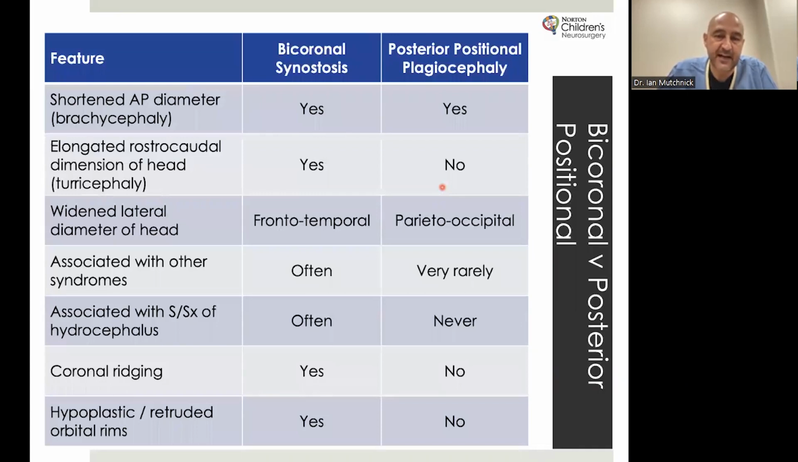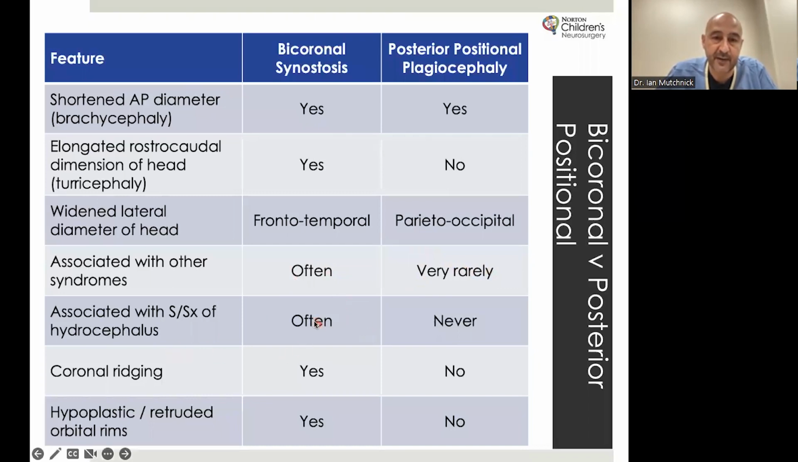So in differentiating bicoronal synostosis, which is relatively rare, from posterior positional plagiocephaly, there's brachycephaly in both, but there is pterocephaly only in synostosis. There is no pterocephaly in posterior positional plagiocephaly. The widened lateral diameter of their head is frontotemporal. Here it's parieto-occipital. Often there are syndromes involved with bicoronal synostosis. Very rarely is that the case, although if you have a syndrome and you are motor or cognitive impaired, you are more likely to have a positional plagiocephaly, including a posterior positional plagiocephaly.